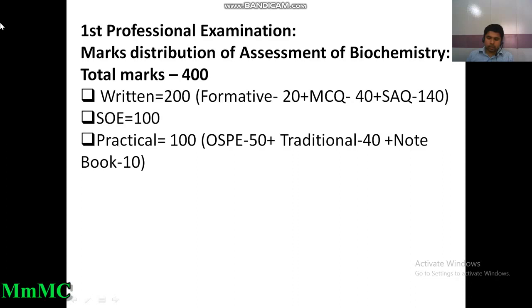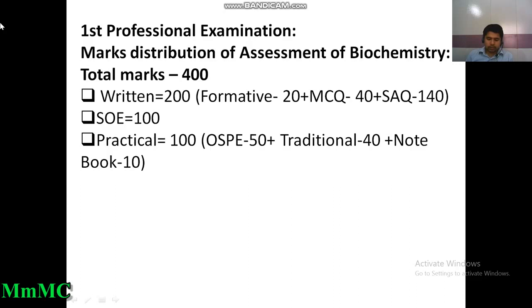Gibbs-Donnan equilibrium. Here the important questions are: state and explain the Gibbs-Donnan equilibrium, and write a short note about Gibbs-Donnan equilibrium. In crystalloid and colloid, the important questions are: define colloids and crystalloids with example. What is the difference between crystalloids and colloids? These questions are also very, very important for your viva.